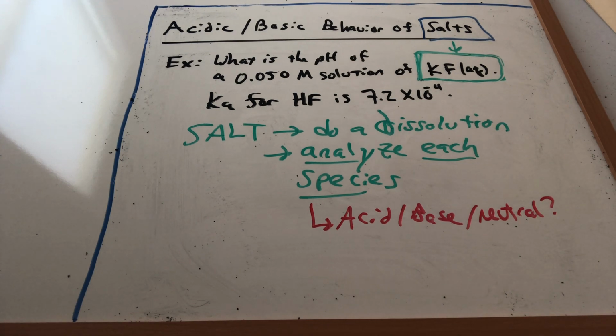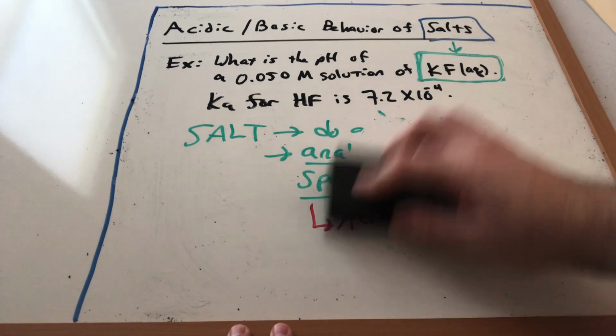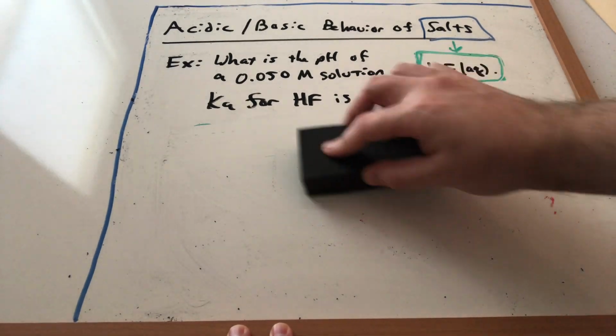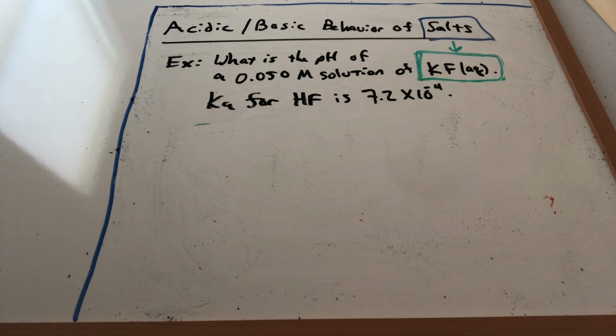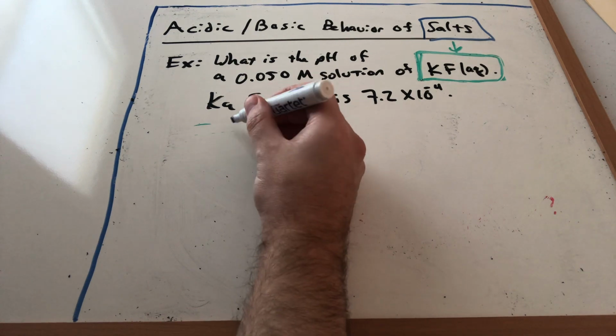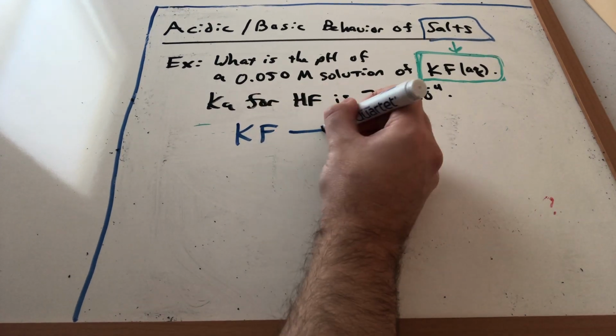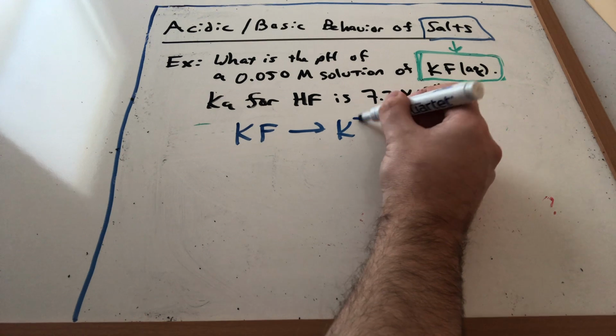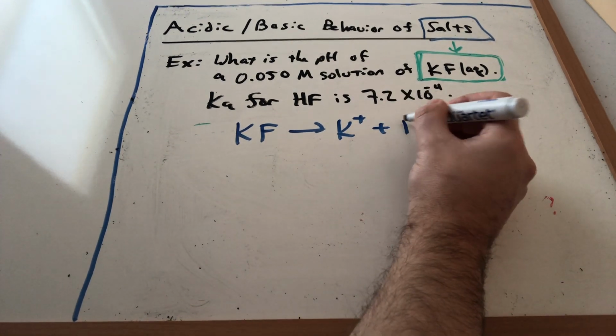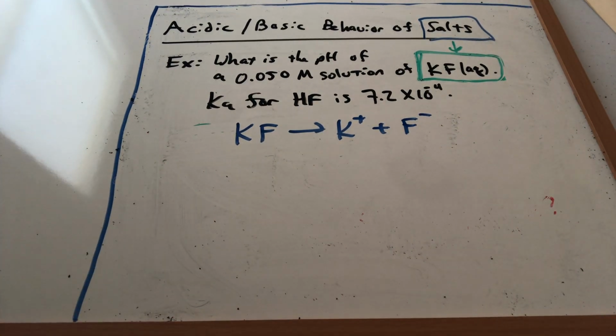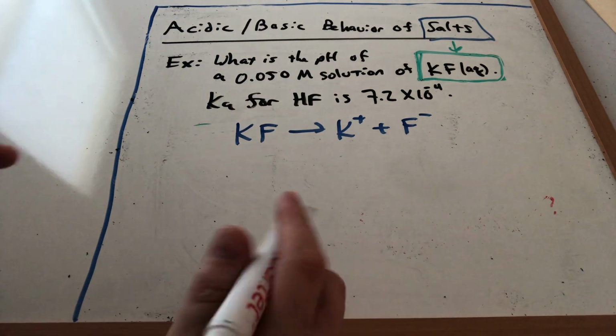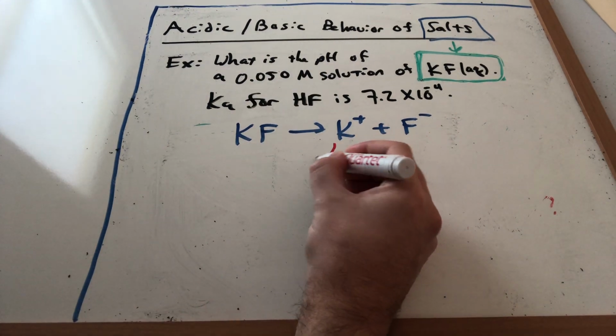So here's how it works for this problem. I recognize it's a salt. I'm going to take KF, and I'm going to do a dissolution. Just like we were doing earlier in the semester, we know that KF, when it's aqueous, breaks down into K plus and F minus. Then what you do is you look at each species and you try to think about where they come from in terms of acid and base behavior.